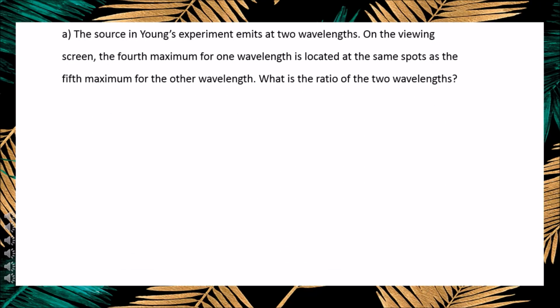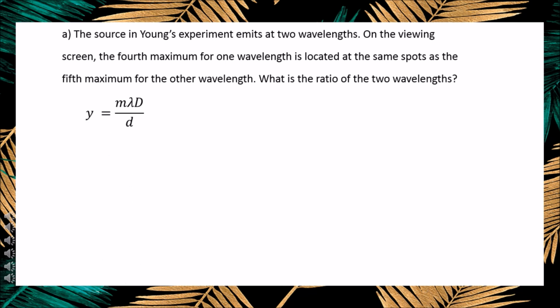For question 14a, based on the question given, the source in Young's experiment emits at 2 wavelengths. On the viewing screen, the fourth maximum for one wavelength is located at the same spots as the fifth maximum for the other wavelength. So what is the ratio of the two wavelengths?